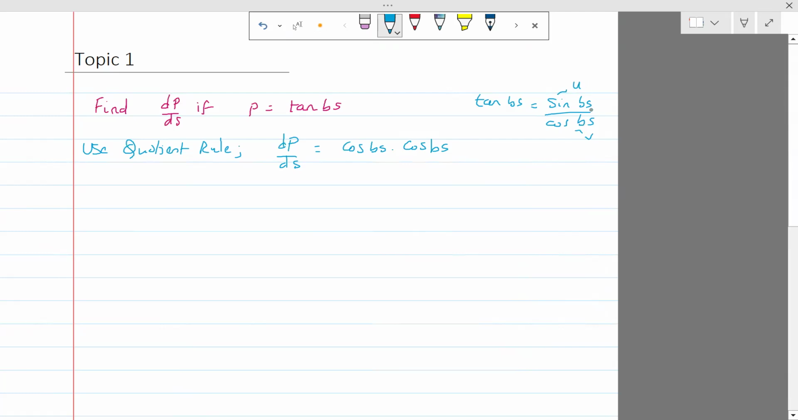This is v du by ds. So I'm going to have v, which I'm going to bring in the front. v du by ds minus u dv by ds. This becomes minus b sine of bs over v squared, which is cos squared bs.